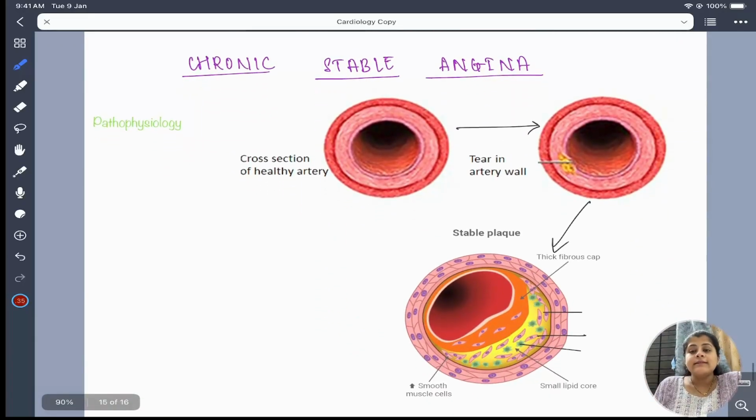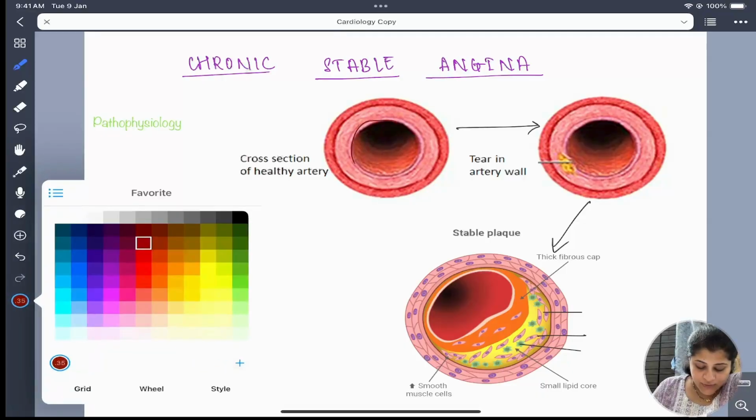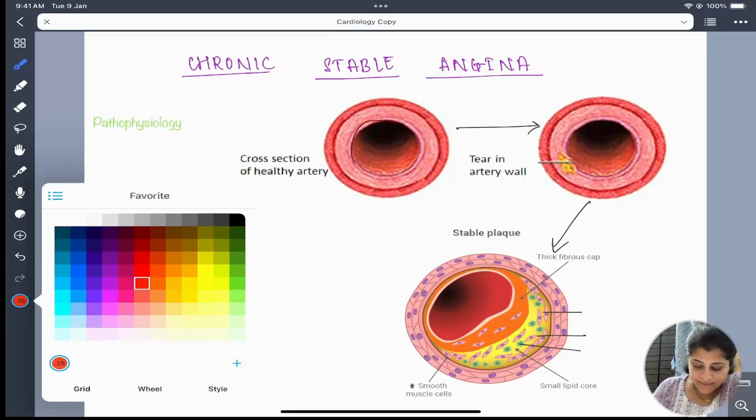Now let's start understanding chronic stable angina in detail. Like what is the pathophysiology, how do you investigate, and how do you treat chronic stable angina. First is the pathophysiology. So the first image shows you the cross section of a healthy artery. Let me use a different color here.